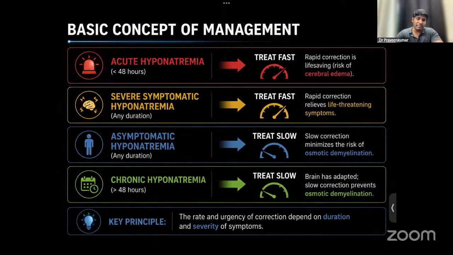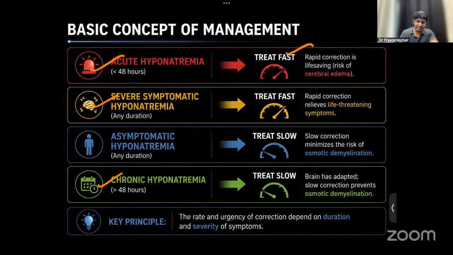I told you in the beginning, hyponatremia which occurs very fast, within 48 hours, we call acute hyponatremia. Whenever there is acute hyponatremia, you can treat fast. When there is chronic hyponatremia, you should treat slow, because chronic hyponatremia means it has been there for a long time, more than 48 hours. So your brain would have adapted to this low sodium level. Now if you try to correct this very fast, then something called osmotic demyelination syndrome can occur. I'll tell what it is exactly later. So if it is chronic hyponatremia, you treat slowly. If it is acute, you treat very fast.